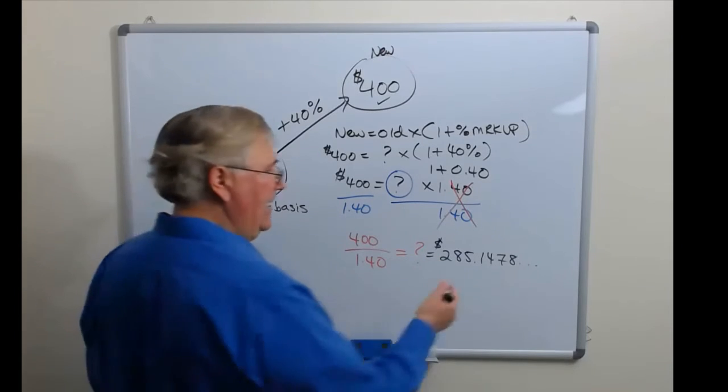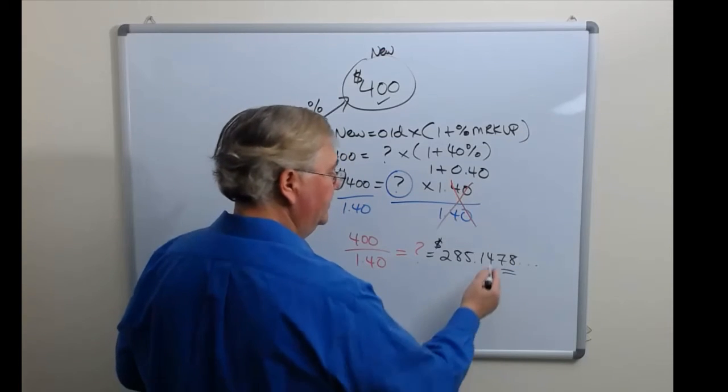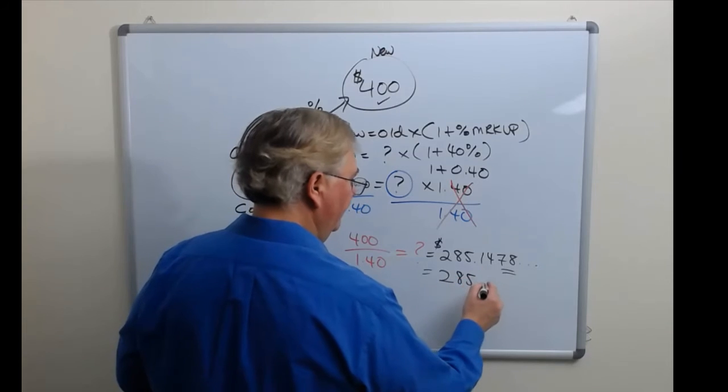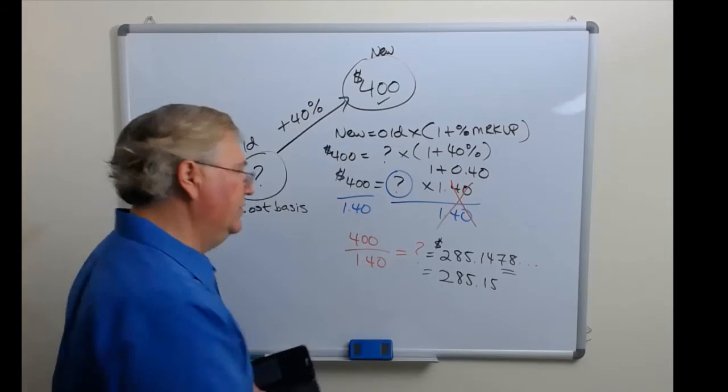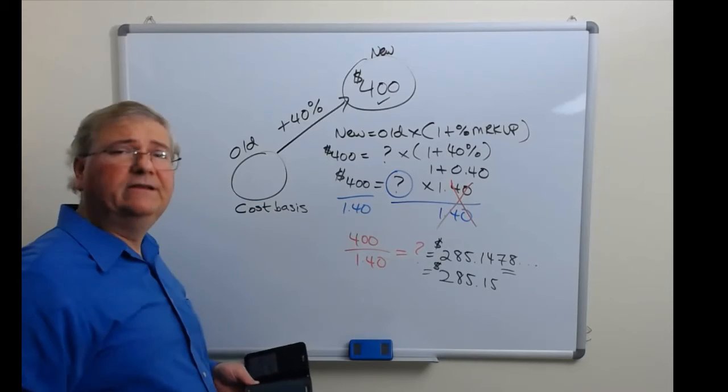So once again, we have to round up because we have a fragment of a cent here. Let's bump it up to 15 cents. So our final answer becomes $285.15. $285.15. And that is the cost basis of this Tiffany lamp.